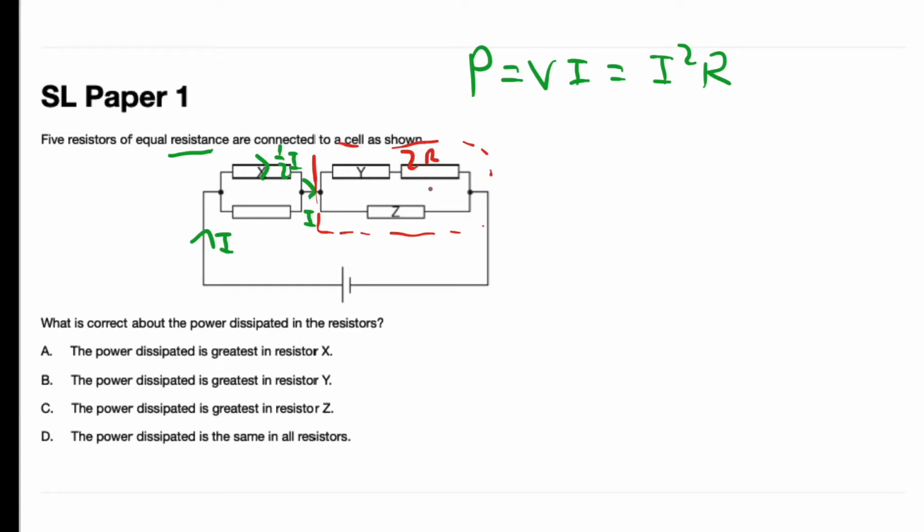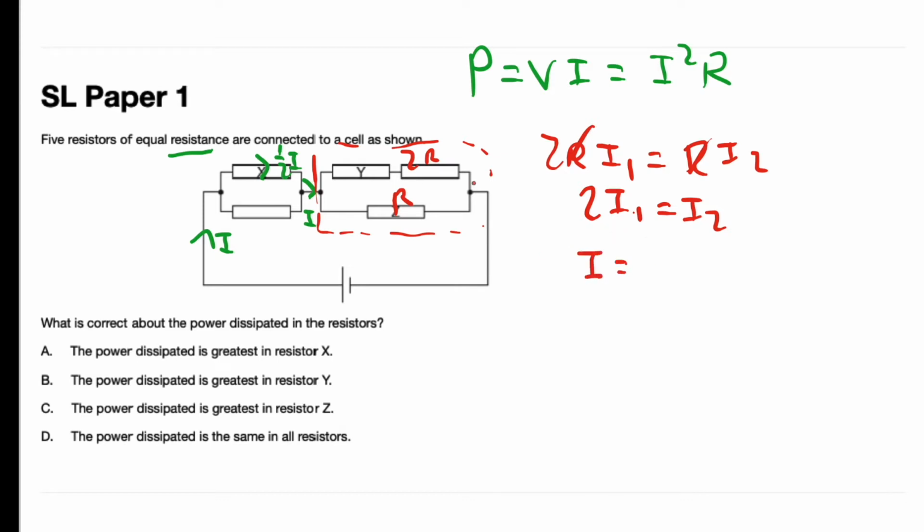For this part here, the top branch has a resistance of 2R, and the bottom branch has a resistance of 2R. Because they are in parallel, they must have the same voltage. So 2R times I1 is going to be equal to R times I2, which means 2I1 is going to be equal to I2. And the total current is I. So for the 2R branch, there's going to be a current of 1/3 times I, and for the bottom part here, I2 is going to be equal to 2/3 I.